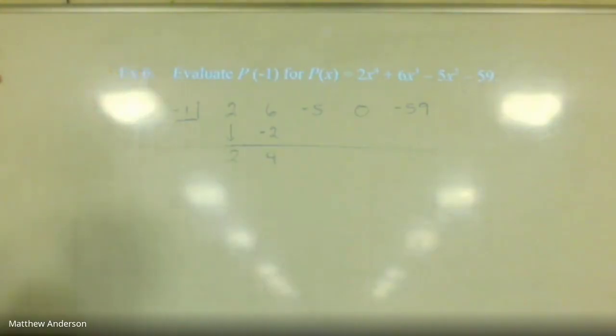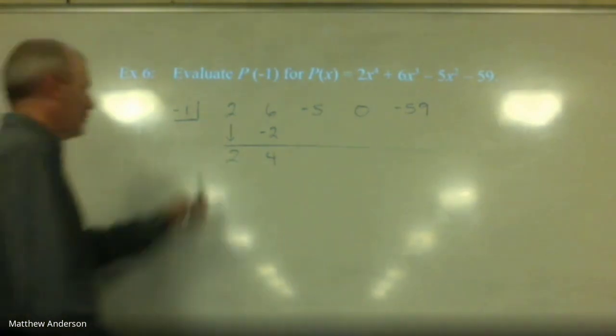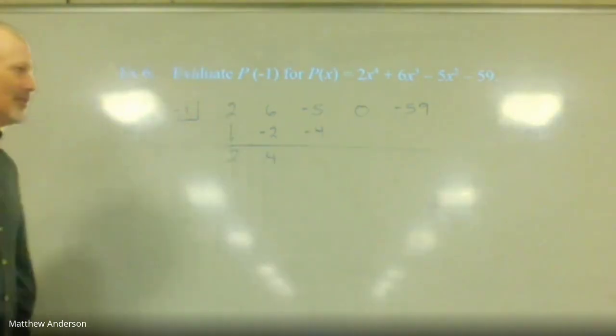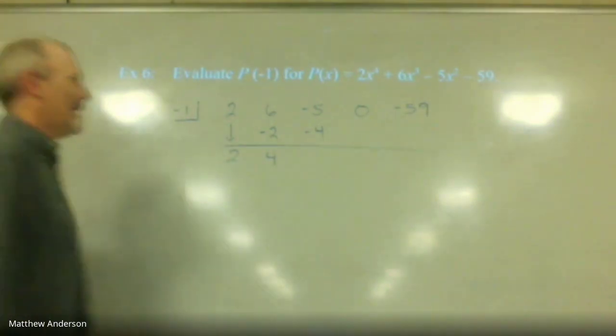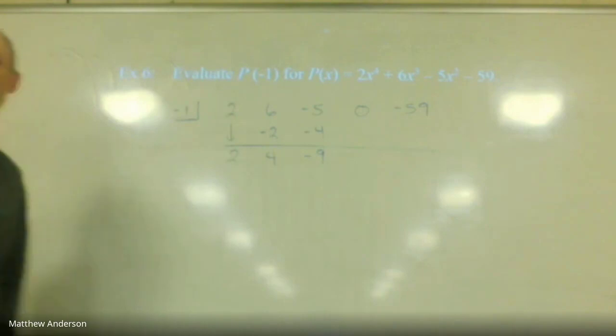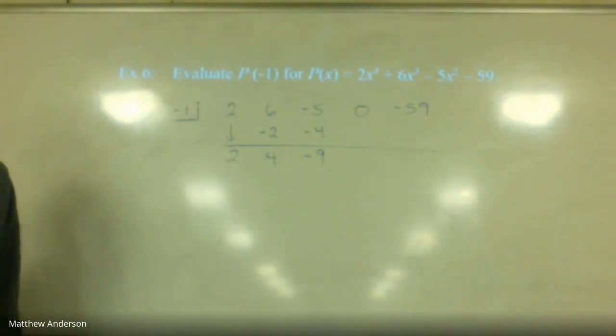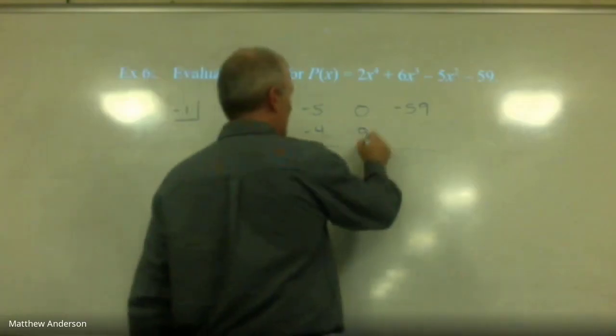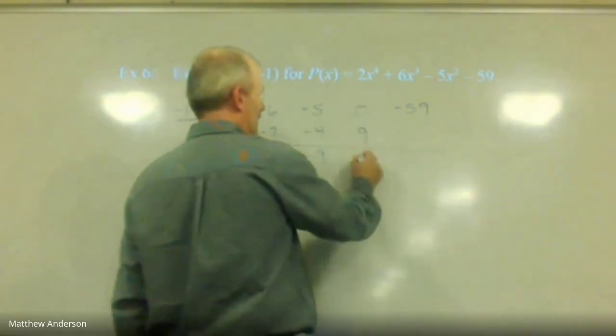What are we going to do with the 4? Multiply by the -1, and that is -4. Then what do we do with those 2? Add them, and we get -9. What do we do with the -9? Multiply, and it gives us positive 9. We add again, we get 9.